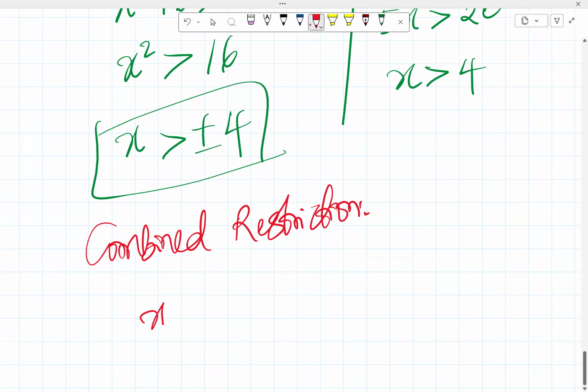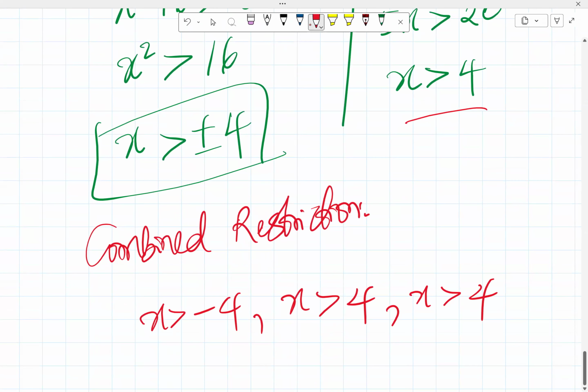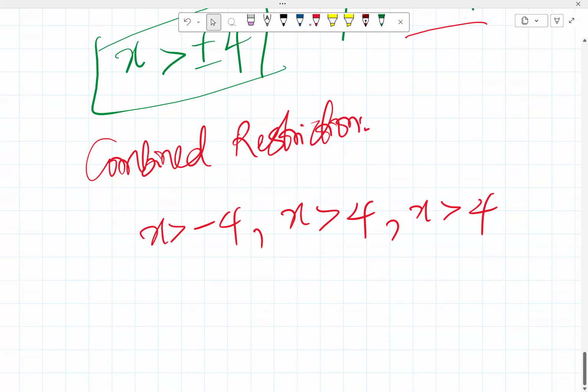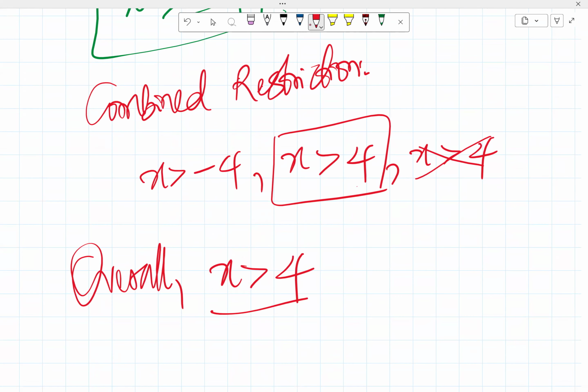So here you have x greater than minus 4, x greater than 4 for this now. And then for this other side, it's also x greater than 4. So they are all in the same direction. At the end of the day, x greater than 4 is the stronger one. So overall, x should be greater than 4, because x greater than 4 automatically means x is greater than minus 4. So the overall domain restriction is that x is greater than 4.